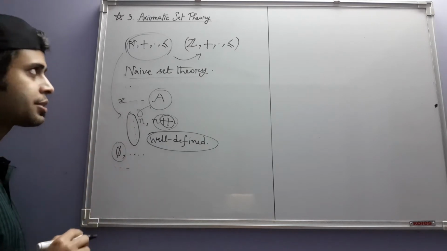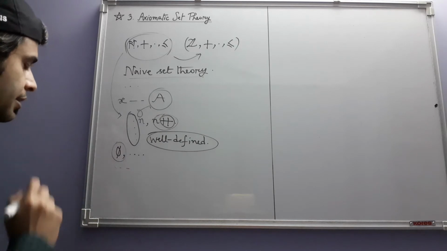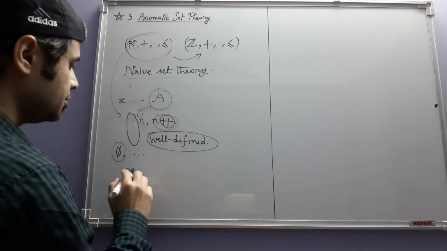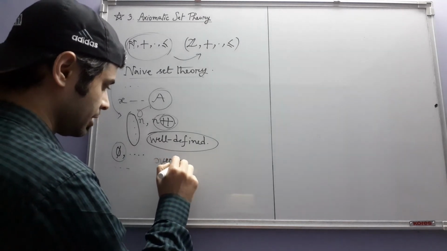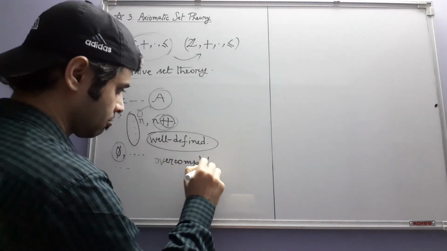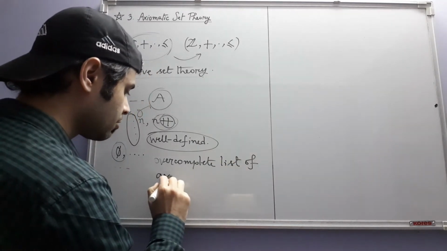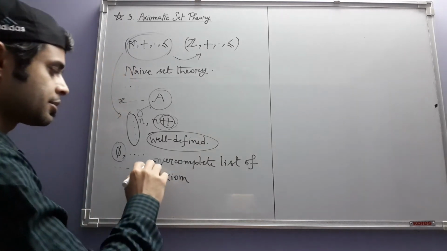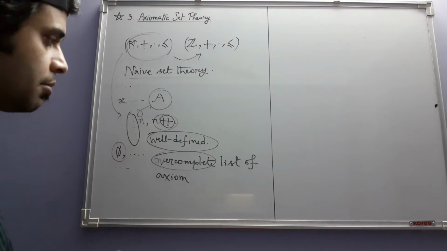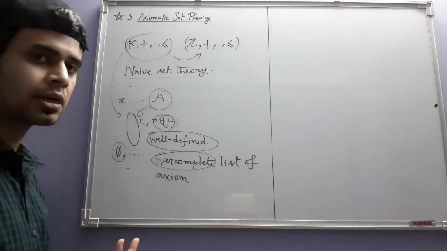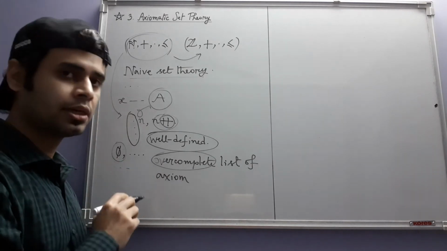Now here there are some points that need to be mentioned. One thing is that we are going to use an overcomplete list of axioms. Overcomplete in the sense that some axioms will be consequences of other axioms. But why this extra burden? It's not a burden actually, it's done for pedagogical reasons.